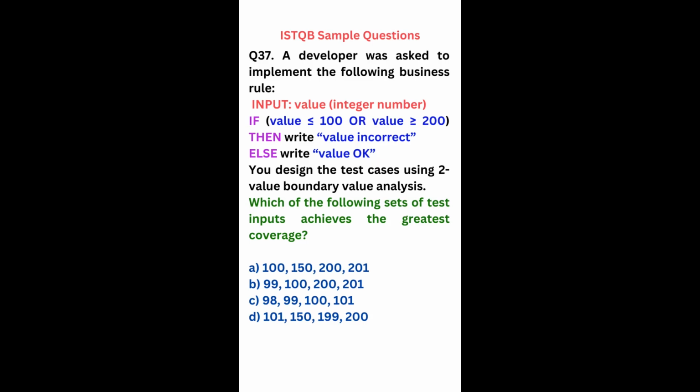Question 37. A developer was asked to implement the following business rule. Input: value. If value is less than or equal to 100 or value is greater than or equal to 200, then write value incorrect, else write value okay. You design the test cases using two-value boundary value analysis. Which of the following sets of test inputs achieves the greatest coverage?